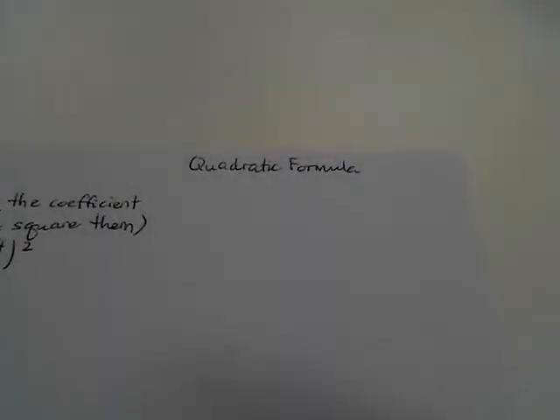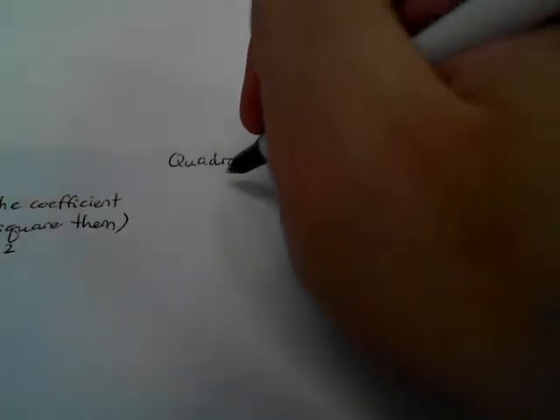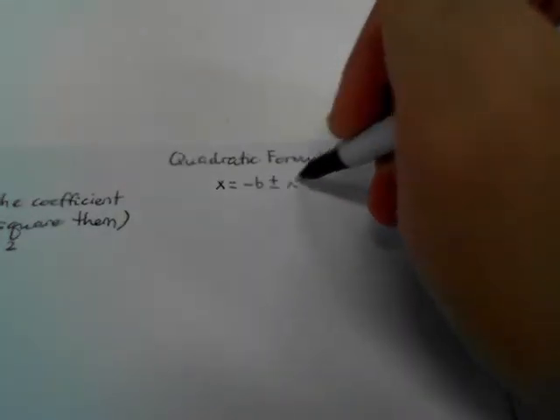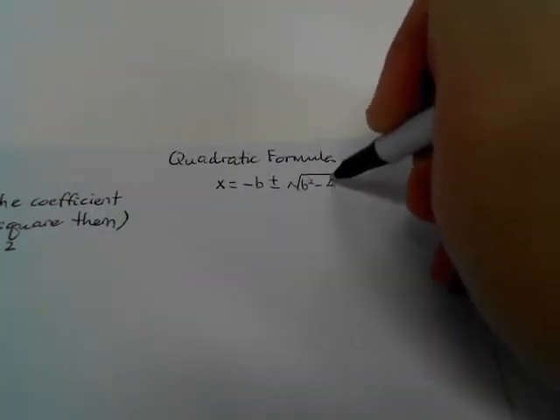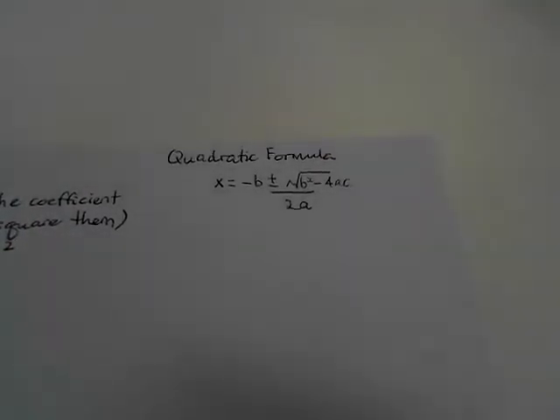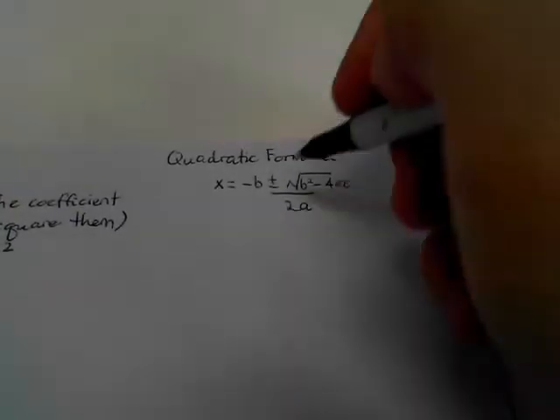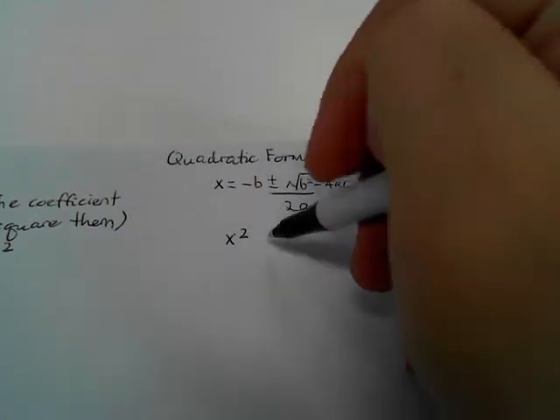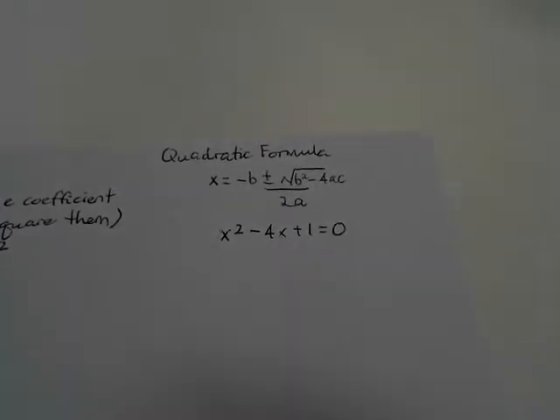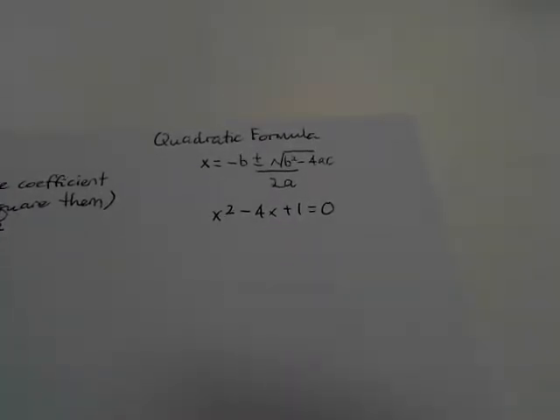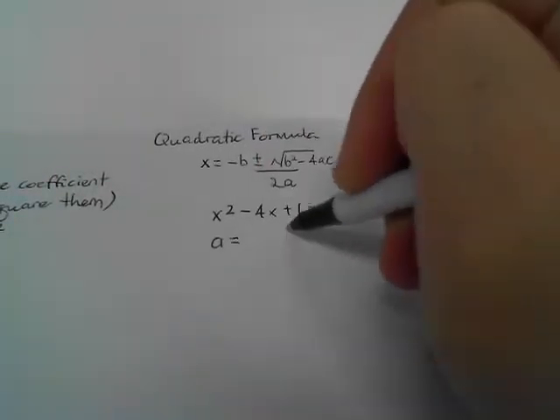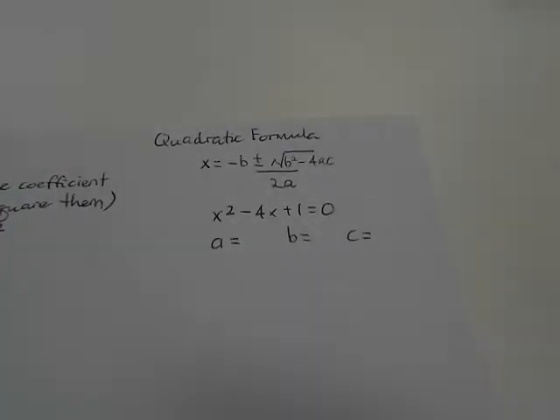Now to use the quadratic formula, let's try to recap. The formula here is x equals minus b plus minus square root of b squared minus 4ac, divided by 2a. Okay, we'll use the same equation from the one before, and that would be x squared minus 4x plus 1 equals 0. What you need to do, very important, people, is that you have to write down your coefficients a, b, and also c.